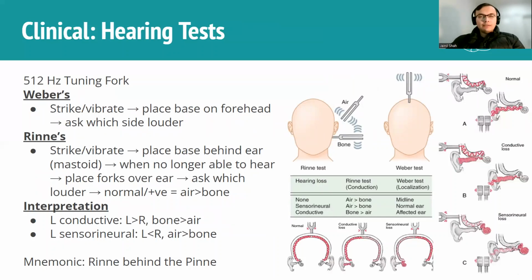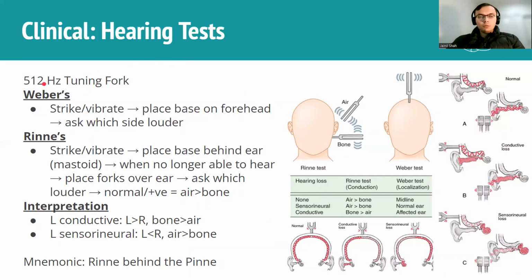And you can see that even if you don't understand the hearing physiology too well, it doesn't really matter because these hearing tests are almost like independent of that bit of physiology. And you can very much easily learn it and be able to apply it to clinical scenarios. So the way it works is you usually get a 512 hertz tuning fork and you perform one of two tests. So the tests are the Weber's test and the Rinne's test. It's often hard to remember which one's which. So one mnemonic you can use is Rinne behind the pinna, and we'll explain what that means in a second.